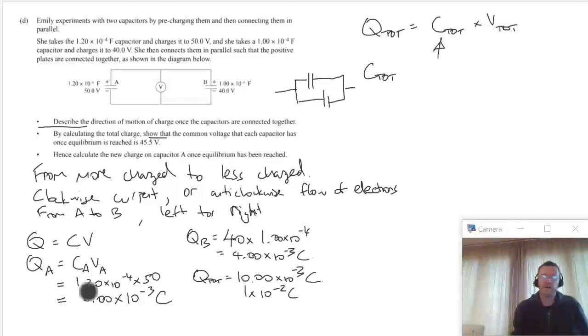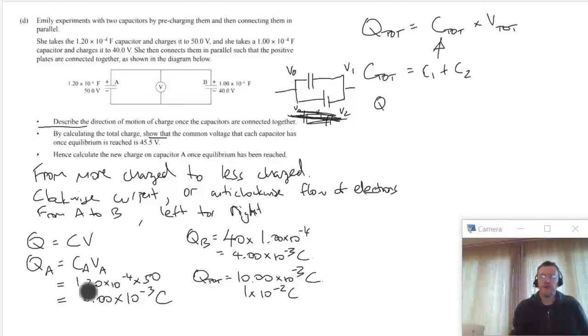In a parallel circuit, call them V0 and V1. The voltage difference between here and here is the same as the voltage difference between here and here. In a series circuit, that wouldn't necessarily be true. In a series circuit, you could have different voltage drops across them, depending on their capacitances and so on. So this is a parallel circuit because the voltage across the two capacitors is the same. C total equals C1 plus C2 in a parallel circuit.